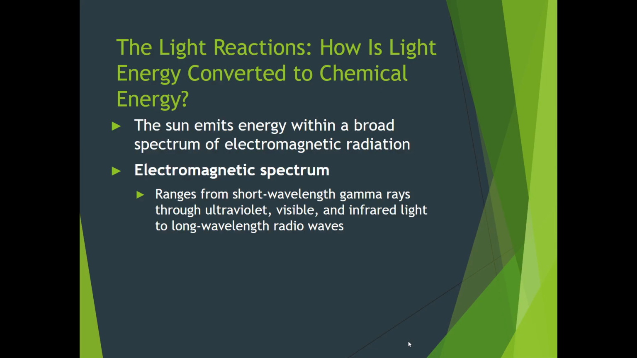So how is light energy converted to chemical energy? We saw the processes that do it. We looked at where they happen in leaves, and then specifically in chloroplasts, and then where in the chloroplast? Well, the sun emits energy within a broad spectrum of electromagnetic radiation. And the electromagnetic spectrum ranges from really short wavelength gamma rays through to ultraviolet, and these are ones that we consider visible, all the way up to infrared light and the longest wavelength radio waves.